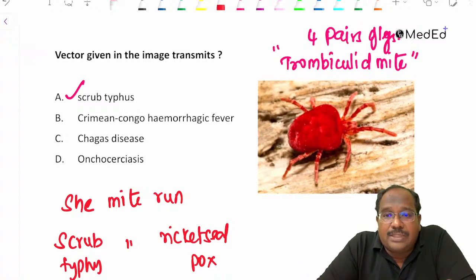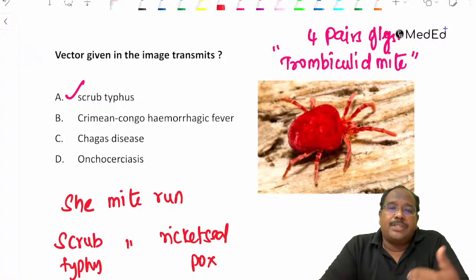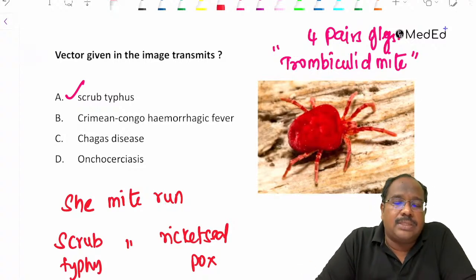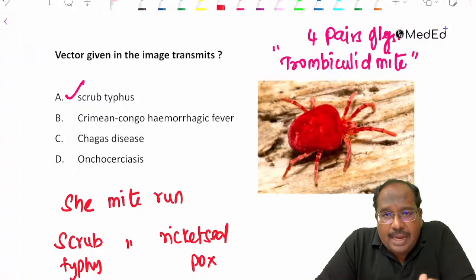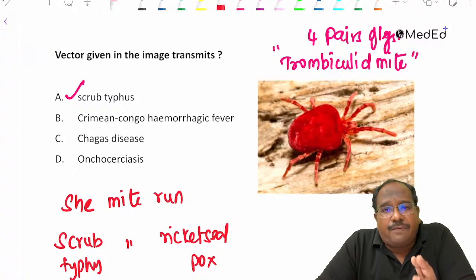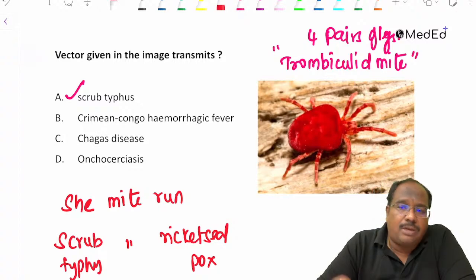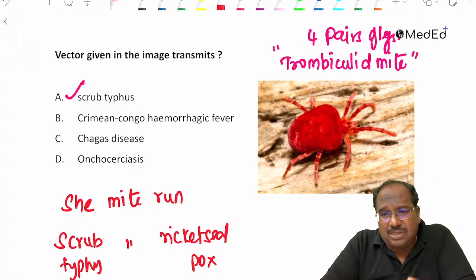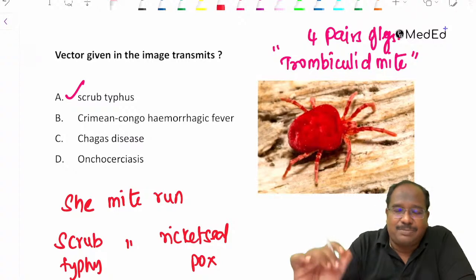It shows transovarian transmission, that is infection from mother to eggs. It also shows transstadial transmission, infection from one stage of the life cycle to the next. This mite has a nymph stage. Any infection acquired in the nymph stage will be transmitted to the adult stage also. That is called transstadial transmission.